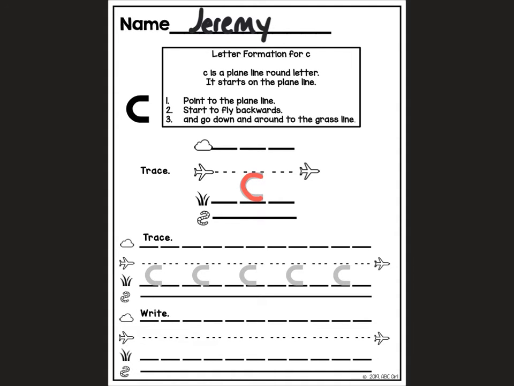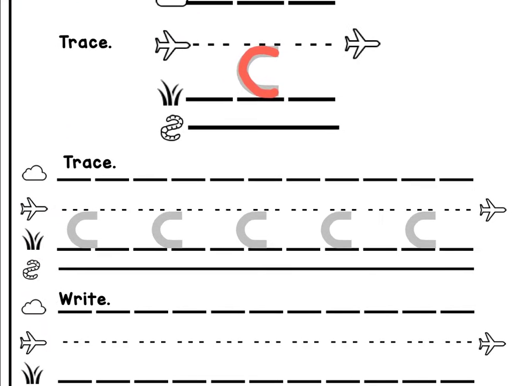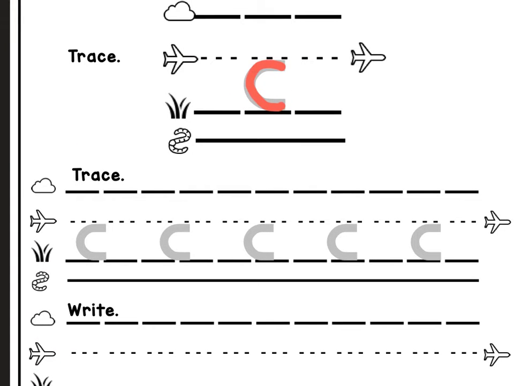So let's go and try to trace these lowercase c's. Start at the plain line, curve around backwards to the grass line. Plain line, around backwards to the grass line.